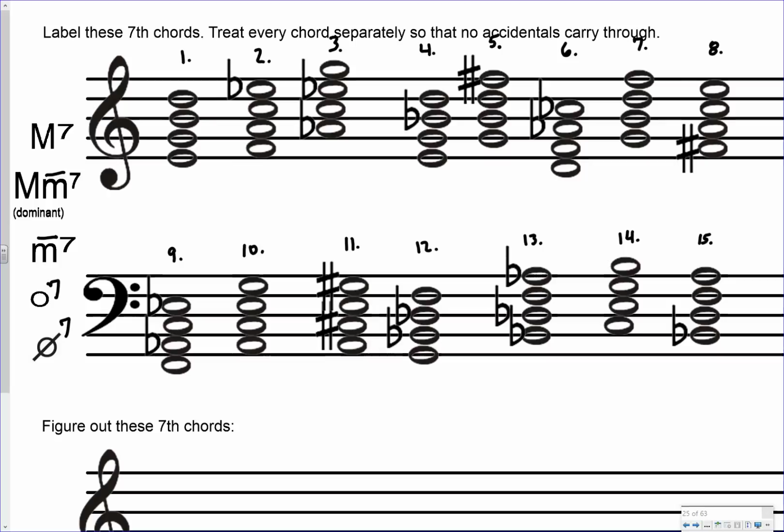AP, just a few more minutes. If you have completed this, what you can do is provide the specific seventh chord name. In other words, number one would be E. Number two would be F. Remember that seventh chords, just like triads, get their specific names from the root.